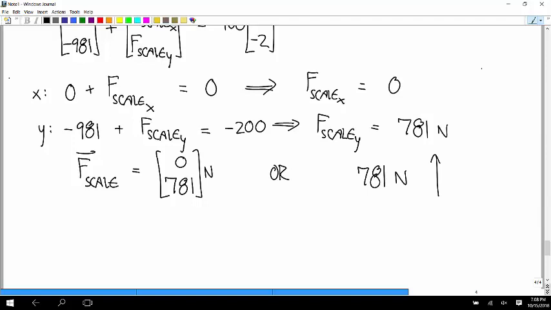For F net, that's right. The weight is still the same. The weight is the force that gravity applies, and that never changes. What changes is just what the scale reads.